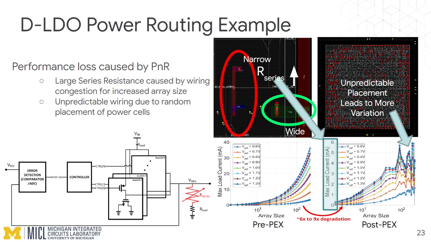Another example that I think applies to a lot of our blocks, like the DC-DC converter or DLDO, is power routing. If you look at the curves there in pre-PEX, we have the array size versus the max load current. The curves look really smooth, but then when we go to post-PEX simulation, you can see that if you take a randomized placement or we don't put any constraint, as we increase the array size, we get a lot of resistivity, so there's a lot of variation of the max load current, which isn't great. That's not what an LDO is meant for. And the reason for that is the narrow routing and the minimal via cuts that are due to the randomized placement.